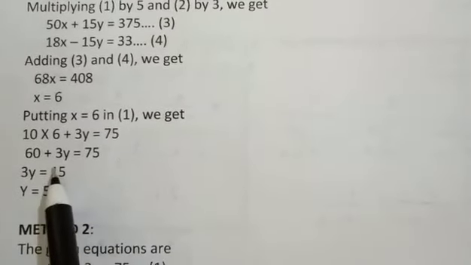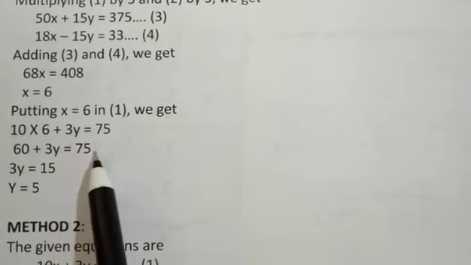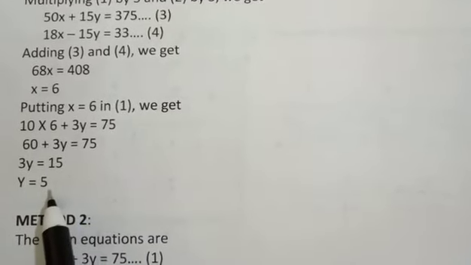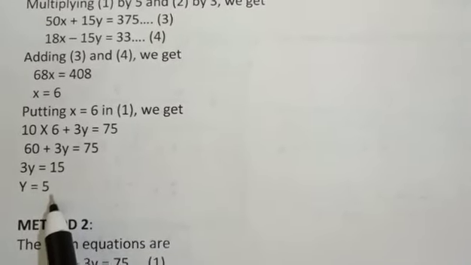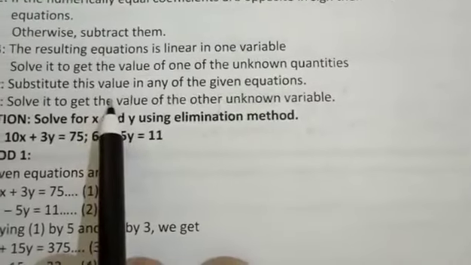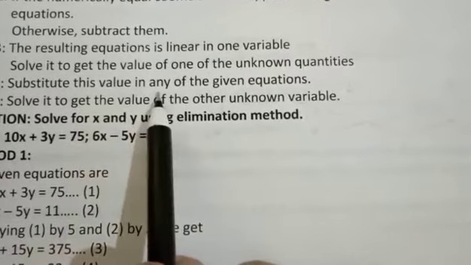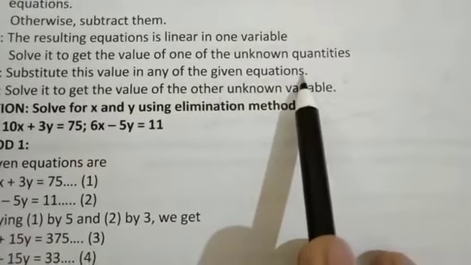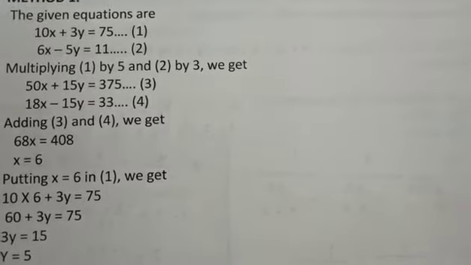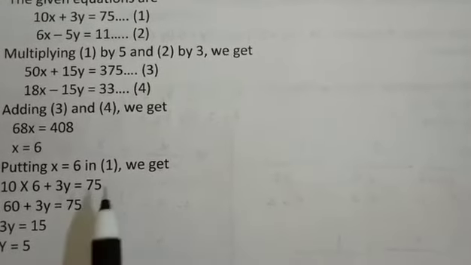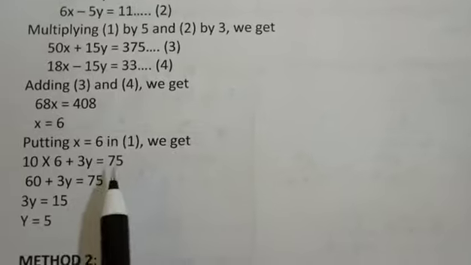That is 60 plus 3y is equal to 75. And solving, we are going to get y is equal to 5. So, if you look at step number 4, substitute these values in any other equation. So that is what we have done here. I have got the value of x as 6. Then I have substituted the value of x as 6 in equation 1, and then I got the value of y.